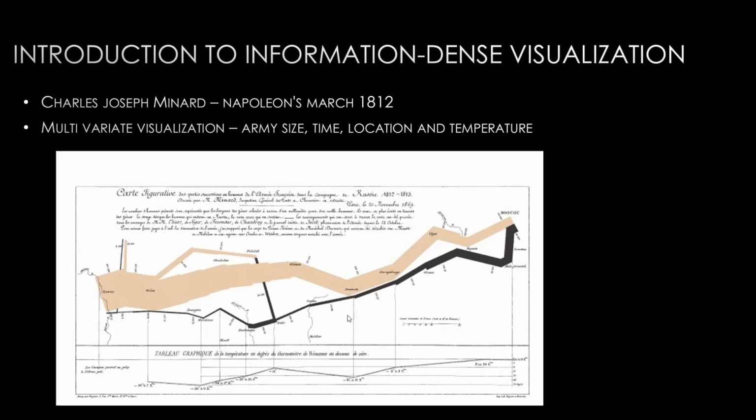We can see many variables on this graph. This is called multivariate visualization. We can see the army size and its location over time. And on the small graph at the bottom, you can see the temperature related to the army's retreat, where the temperature gets really cold towards the end of the retreat phase. So this is an example of an information-dense visualization, which shows many aspects and basically tells a story in and of itself, which makes it a masterpiece of data visualization.